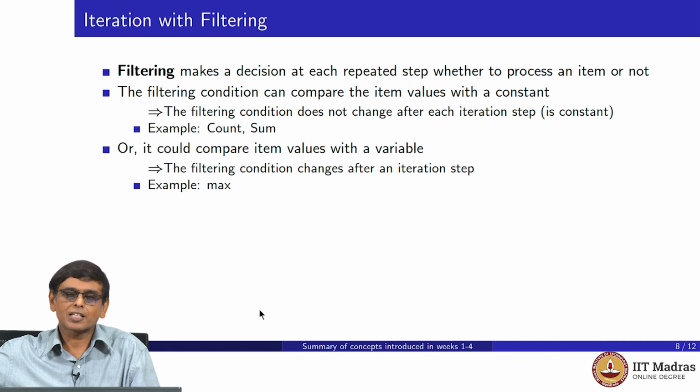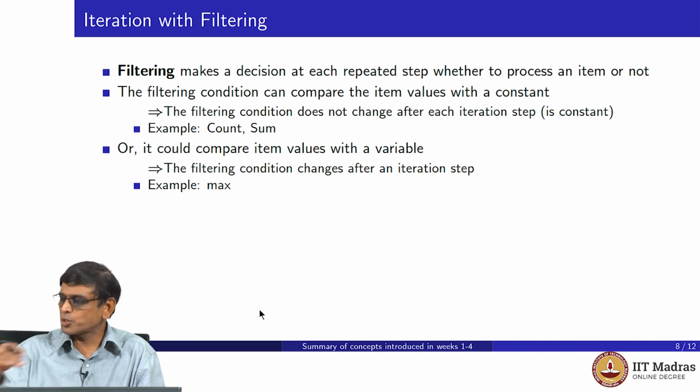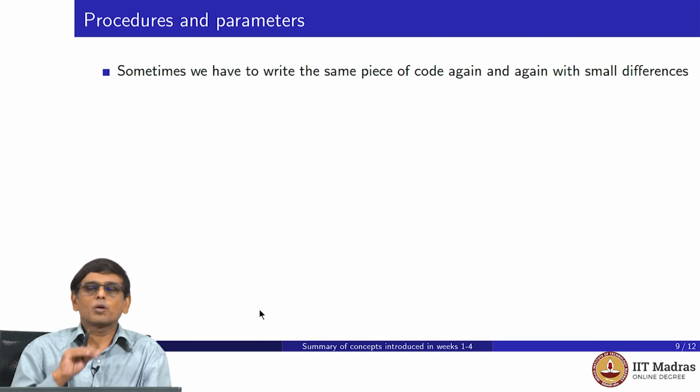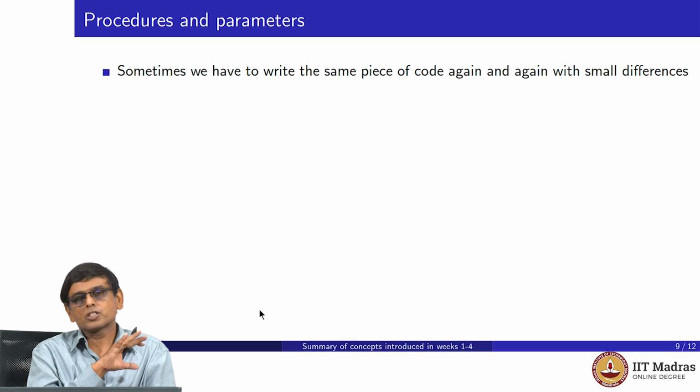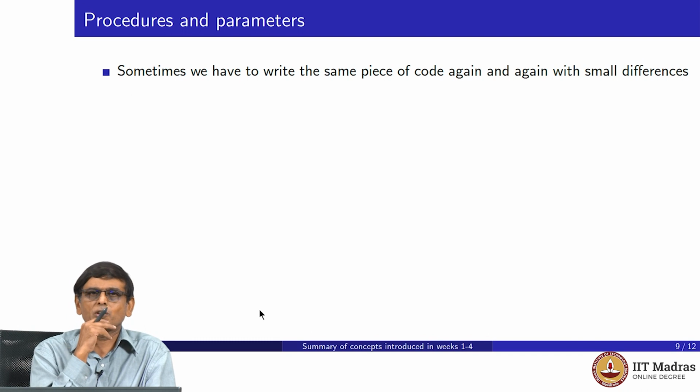So, you are comparing the marks on the card with max. If the value of the card is higher than max, then you will replace max with the value of the card, something like that. Okay. So, we saw basically that we can compare with constants, we can compare with variables, and some of these comparisons we may have to do again and again. This is another thing we noticed, right.